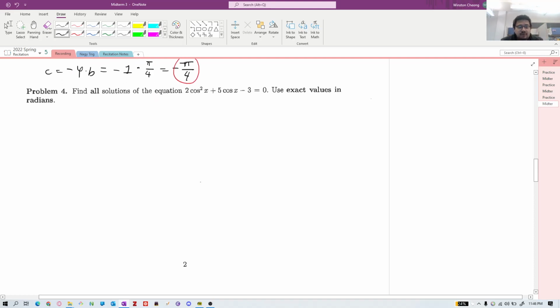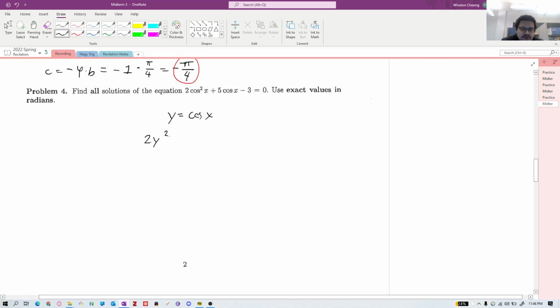Next, number 4. Find all solutions to this trig equation. Right. So we've done problems like this in the homework. When you see something like this, with the fact that it has a cosine squared and a cosine, it should make you think to treat this as a polynomial. So we'll treat this as a polynomial by letting y be cosine of x. And then we do this variable substitution.